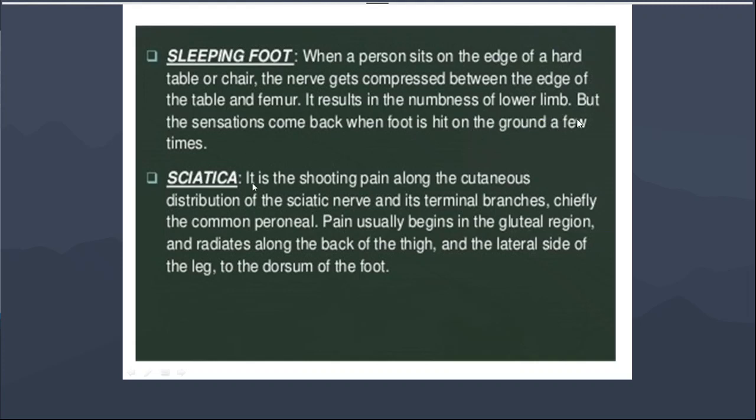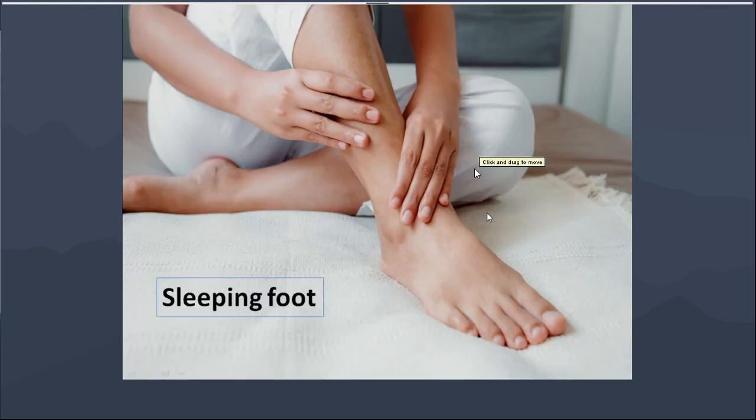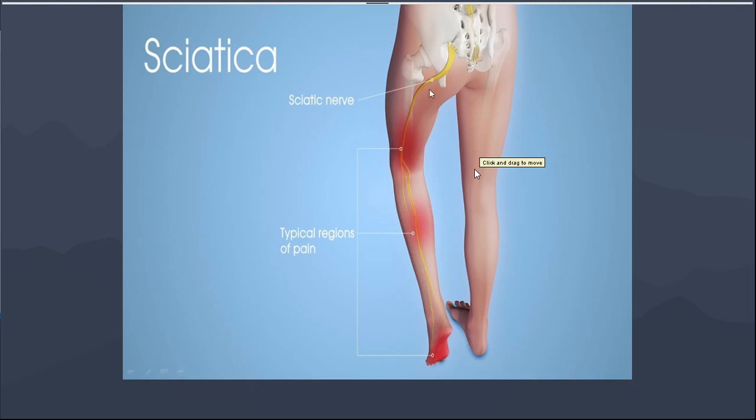Now what is sciatica? Sciatica is the shooting pain along the cutaneous distribution of the sciatic nerve. You can see here, this is the sciatic nerve. It gives two components, the tibial and the common peroneal. The tibial goes directly towards the posterior of the thigh and leg, and the common peroneal again gives two branches, deep peroneal and superficial peroneal. Now we can see the common peroneal nerve.